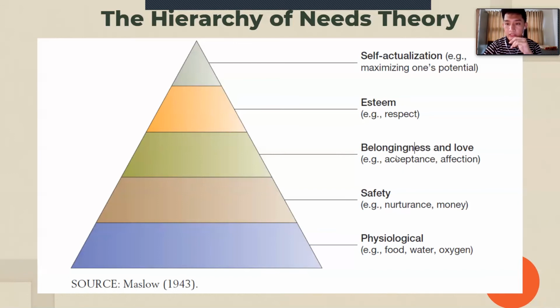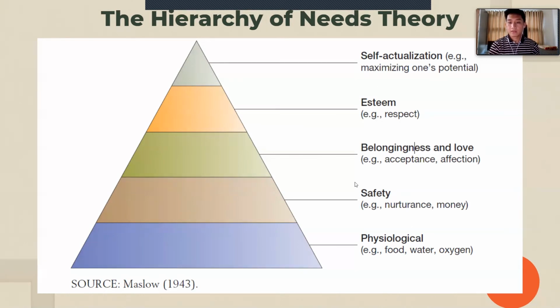Next one is belongingness and love. This is the social part of their life. And the next one is esteem, or having respect from those people he or she encounters or interacts with. The top section of this pyramid is the self-actualization, which means that a person is on the process of achieving self-fulfillment. He or she would like to maximize his or her potential.